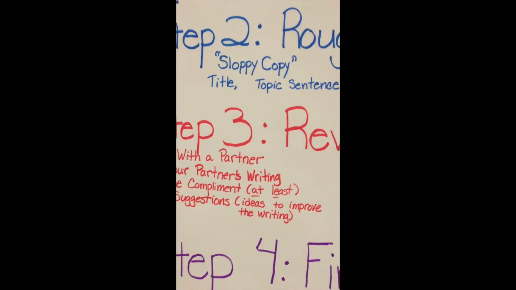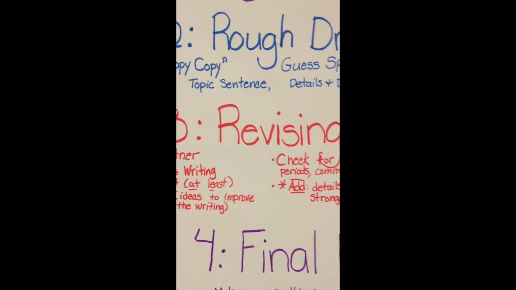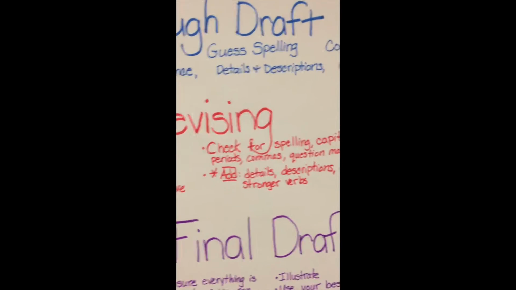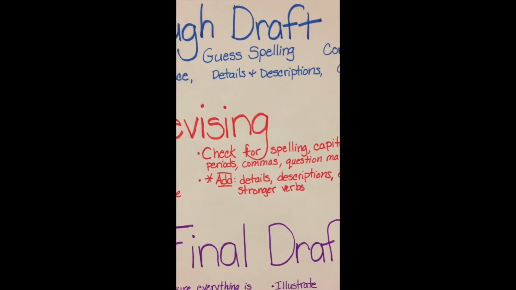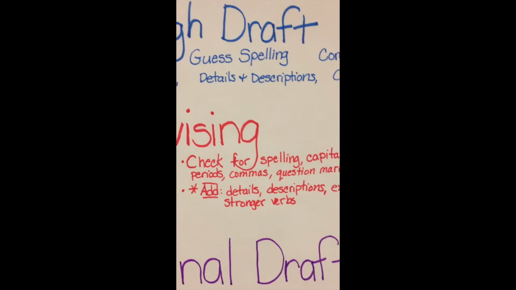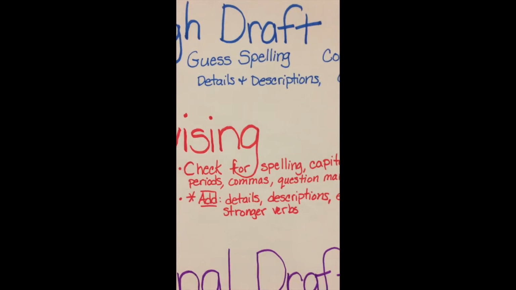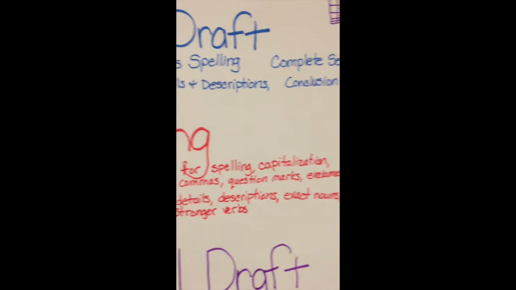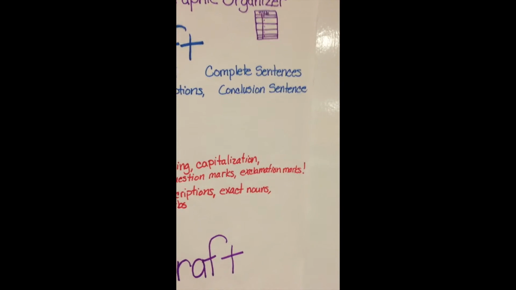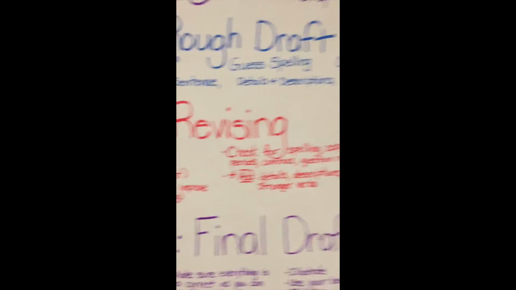You're going to need your title, and remember we talked about briefly a topic sentence, and we can talk more about that for our second writing. But this is where you're going to put in some details and some descriptions, as many as you can think of. And as we go on, you're going to need a conclusion sentence.